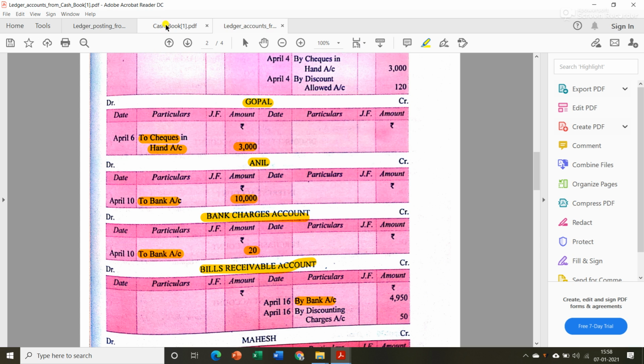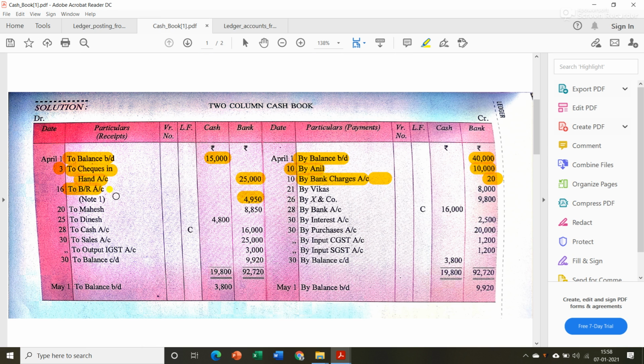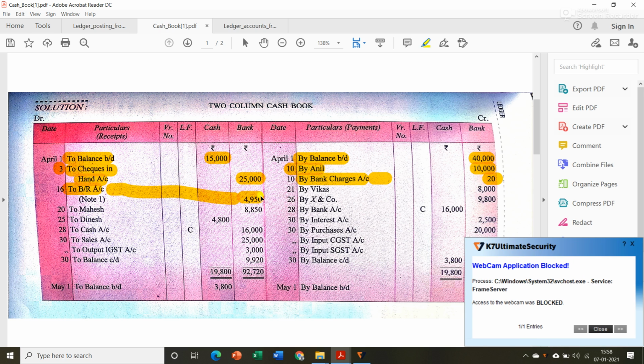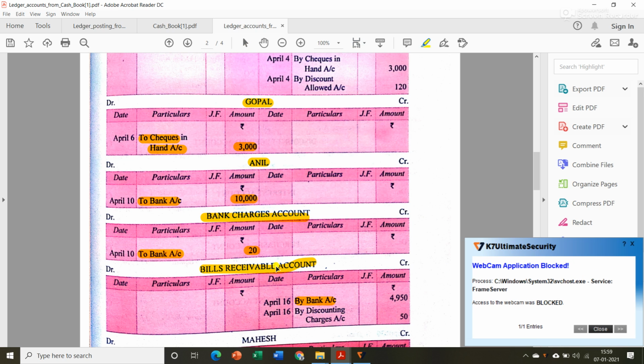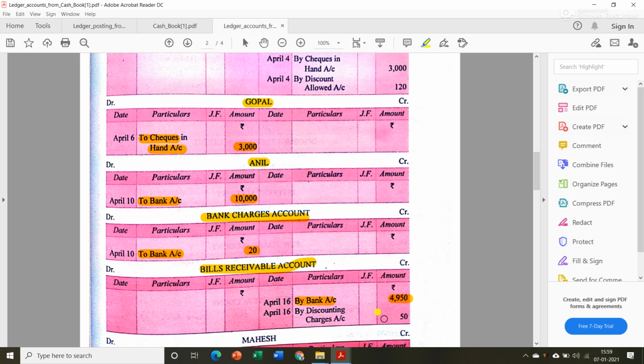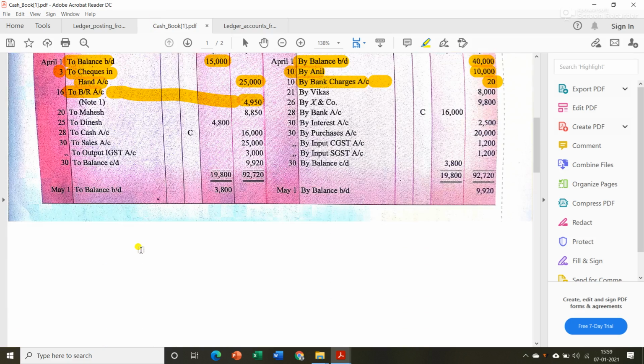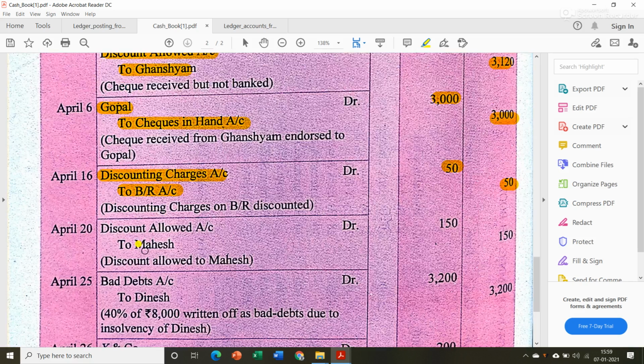Then next is the name. Since we received the amount in our bank column, we are writing that amount in the bank column, 4,950. So in the ledger we will write by bank account 4,950. Okay, finish. Now for that remaining 50 rupees, for that we passed a journal entry.